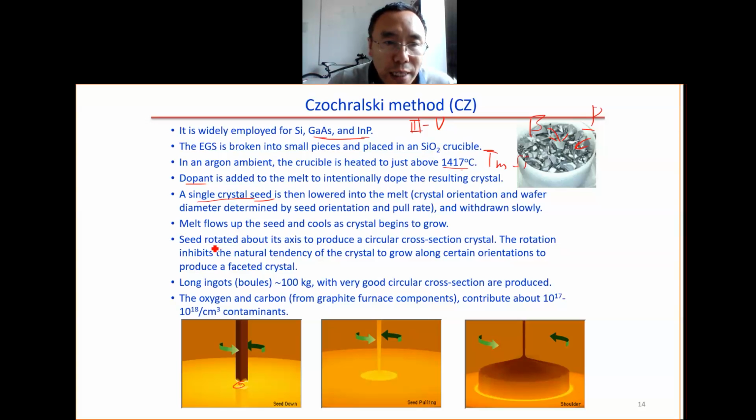It is rotated, as you can see, in order to have a circular cross section. Otherwise there will be a facet. But when we do the rotation, we have a circular cross section. The result is called the boule, and it can be very big, even 100 kilograms. There will be a lot of oxygen coming from the container, which is silicon dioxide. Also carbon from the graphite heating will come into the silicon, and they become an amount of impurity.